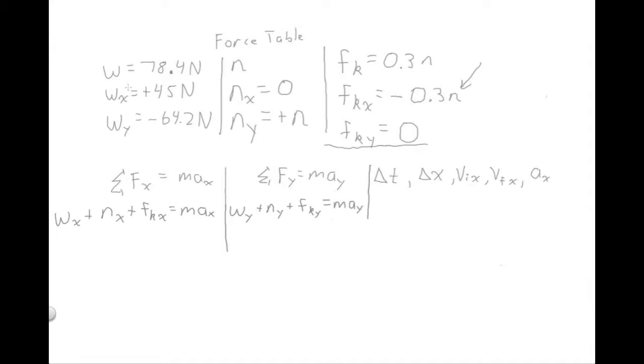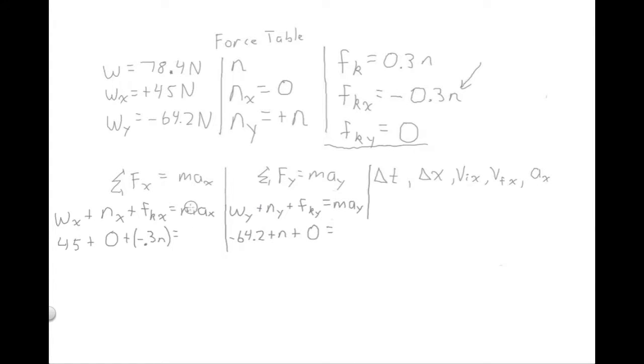Now we can start plugging in. W sub x is 45. N sub x is 0. F sub kx, negative 0.3 N. Make sure you include that crucial negative sign. W sub y is negative 64.2. Be sure to include the crucial negative sign. N sub y is N. F sub ky is 0.